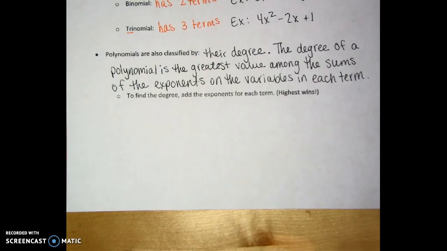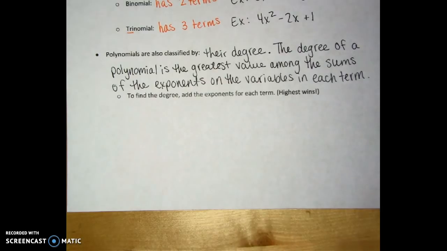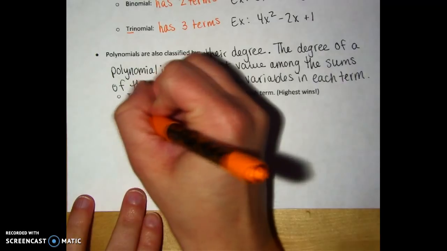Polynomials are also classified by their degree. The degree of a polynomial is the greatest value among the sums of the exponents on the variables in each term. And yes, I am going to show you an example of what this actually means. Go ahead and pause this so you can write down all of this lovely stuff. Okay, it says right here, to find the degree, add the exponents for each term, and highest wins. So let's look at this example.